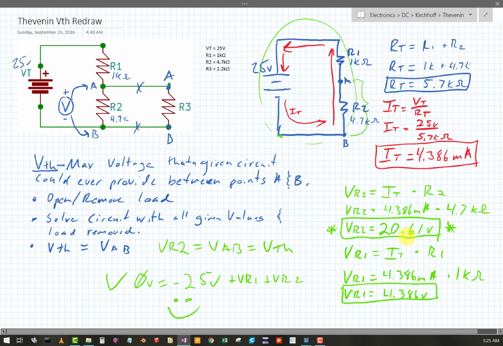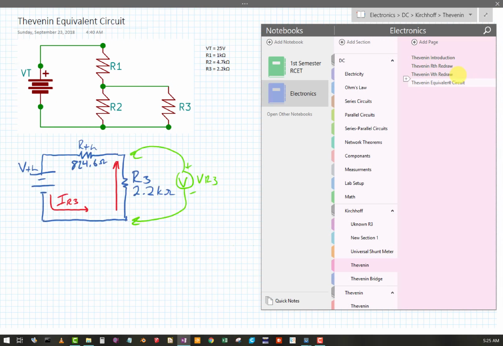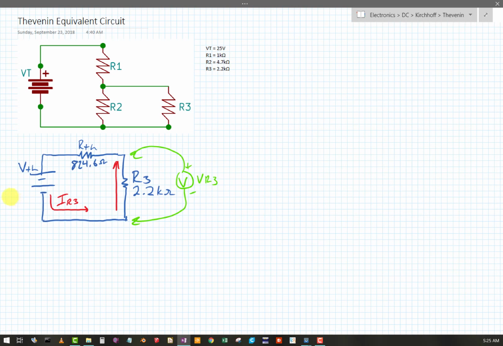Thevenin voltage, 20.61 volts. Okay, 20.61 volts. Now all I have is this little simple circuit to calculate. The thing that I care about is the current of R3 and the voltage of R3, and then I'm going to plug that back into my original circuit, and we'll see how it goes. So let's just do it.